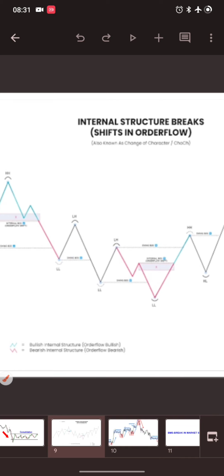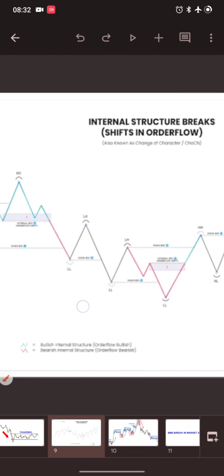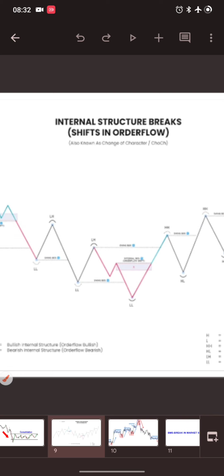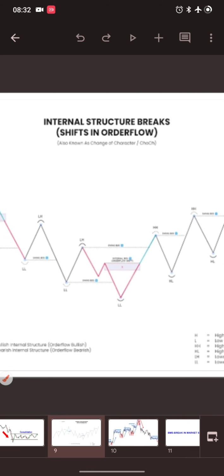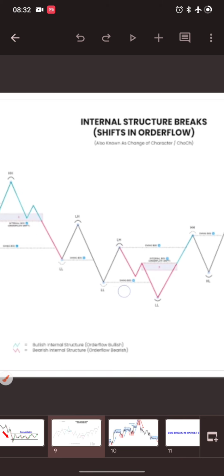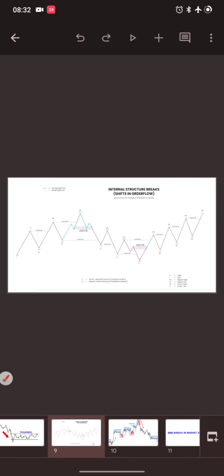Retraced upwards, forming a lower high because it is not higher than this high that was there. Expanded downwards again from taking out this low. As you can see, there's a line there dotting it to show that it broke out from that previous lower low that was there. Expanded up, retraced upwards, then expanded down again, forming another lower low. So that's just how it goes on and on.